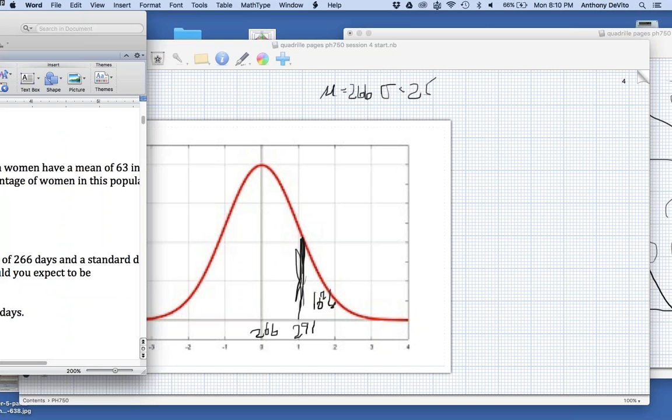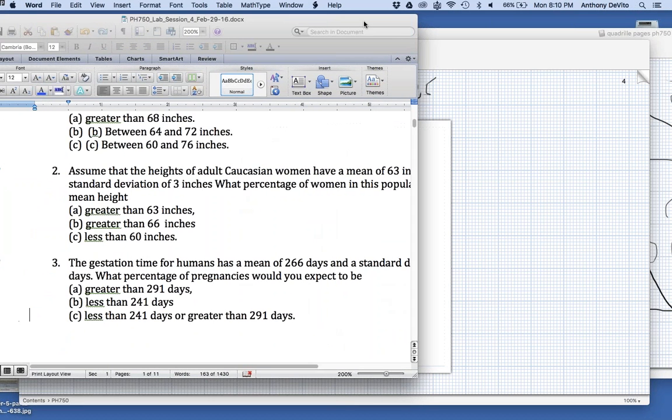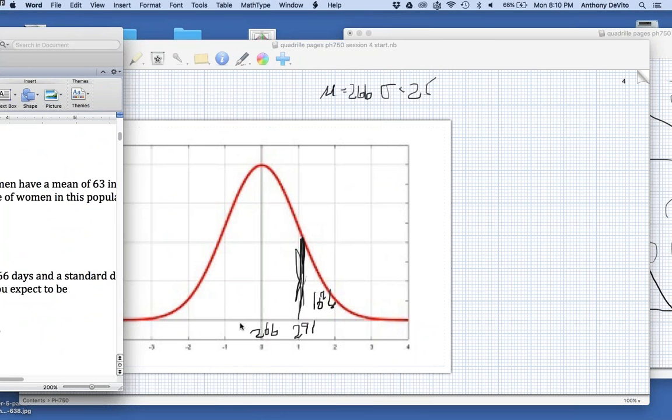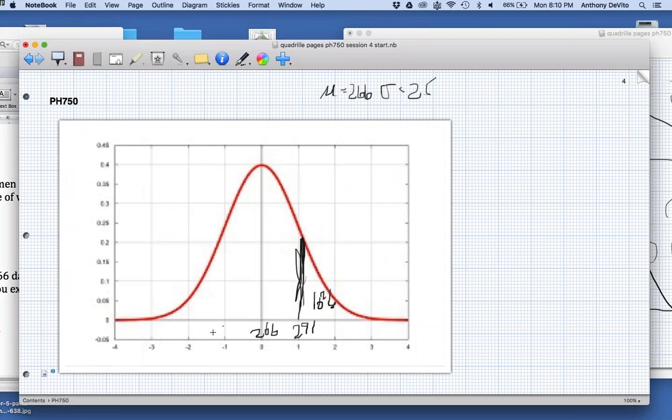Okay, and now we're asking what percentage of this population is less than 241 days? 241 looks like it's one standard deviation below. Right? So what percentage is less than 241? 16% again, right? It's obvious, because we know that one standard deviation would make this 34%, this 34%, this 16.